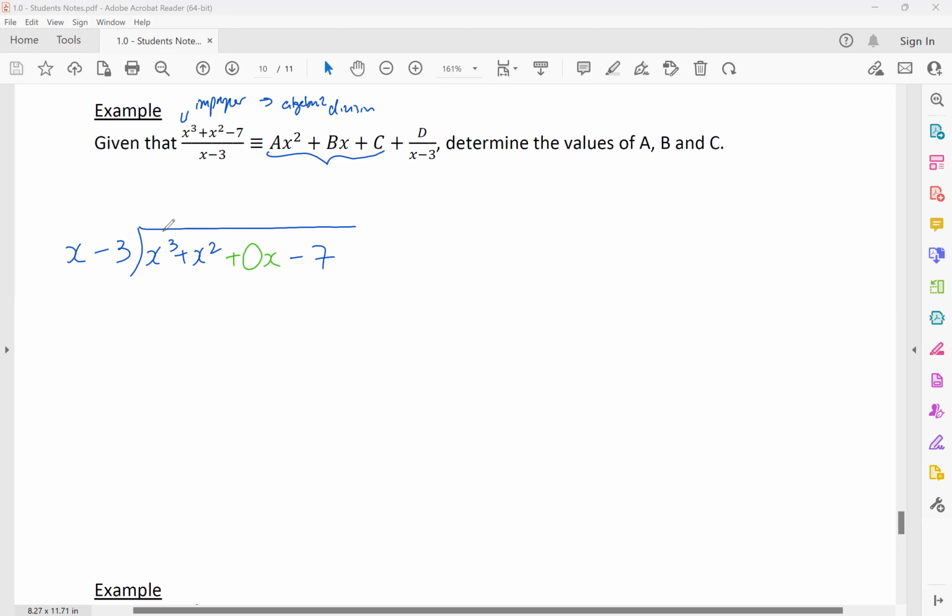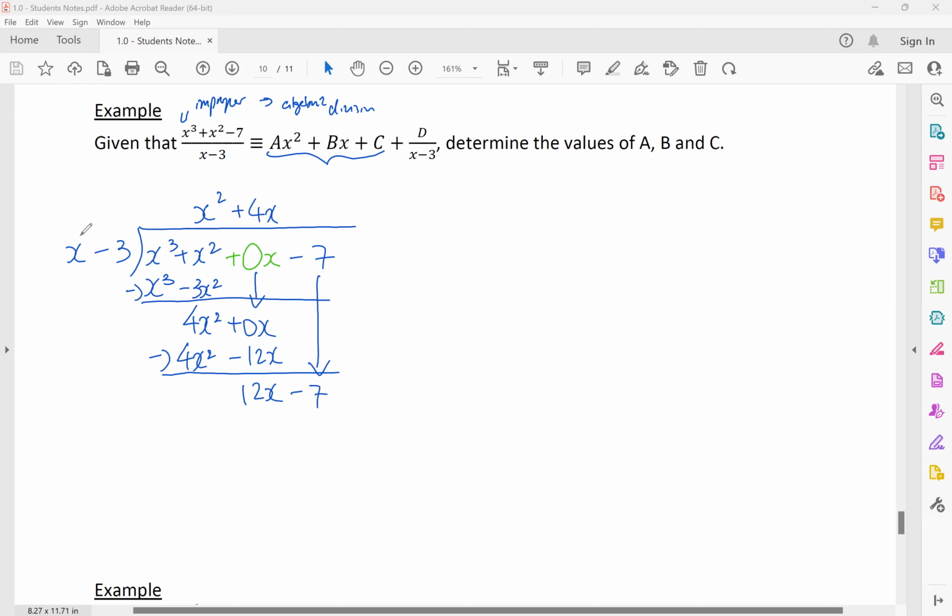Next, we compare how many x in x cubed. We need to multiply x by x squared to get x cubed. So x squared times x is x cubed, x squared times negative 3 is negative 3x squared. Do a subtraction. 1x squared minus negative 3x squared is a positive 4x squared. Bring the 0x down. 4x times x gives 4x squared. 4x times negative 3 is negative 12x. Minus that, minus makes a plus 12x. Bring down the minus 7. 12 times (x minus 3) is 12x minus 36. Do a subtraction. Minus 7 minus negative 36 is positive 29.